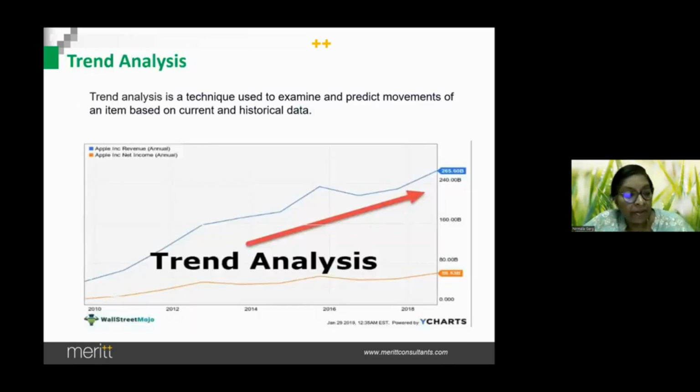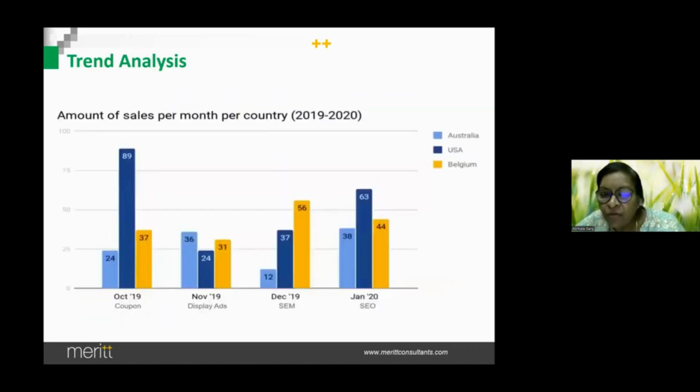Now we come to trend analysis. What do you understand by trend? Say if I show you this, how will you read it? Can you read this? I've given you everything. The light blue is Australia. The dark blue is USA. And Belgium is yellow in color.